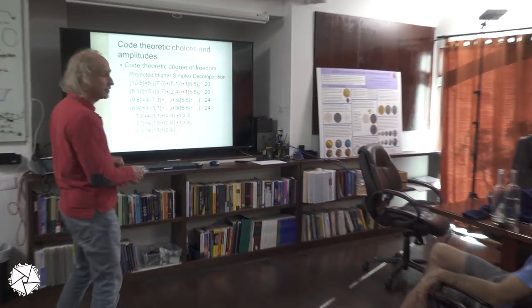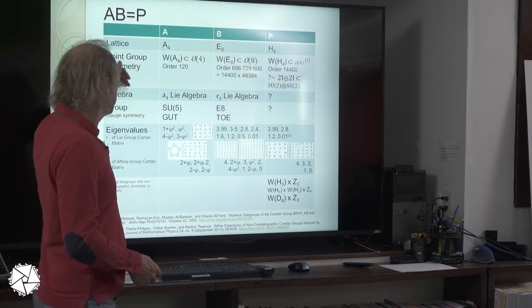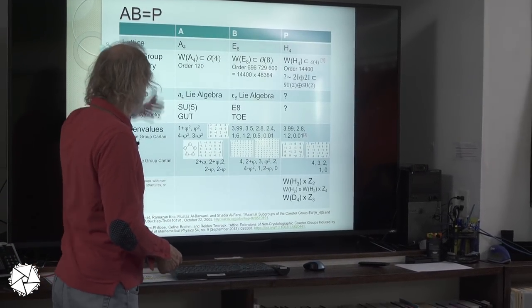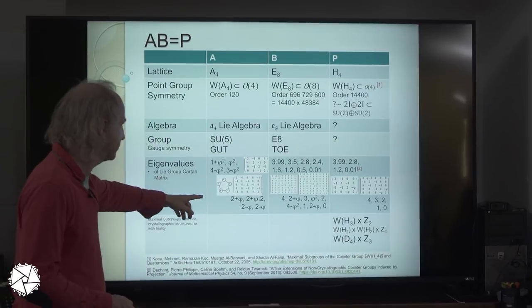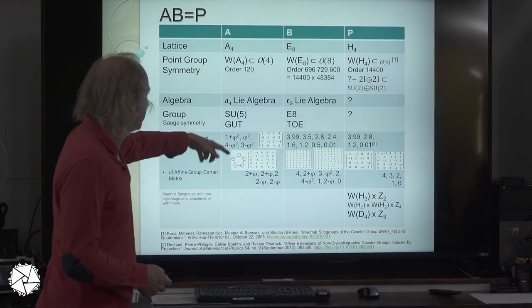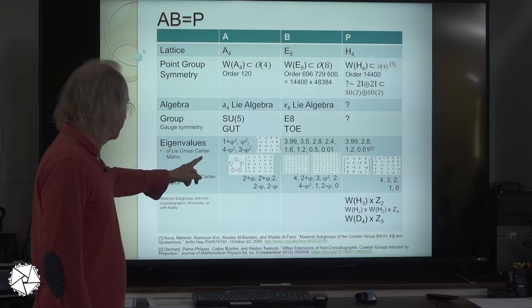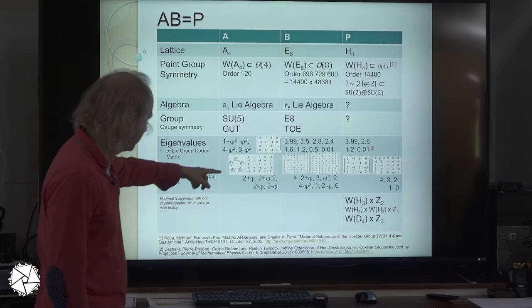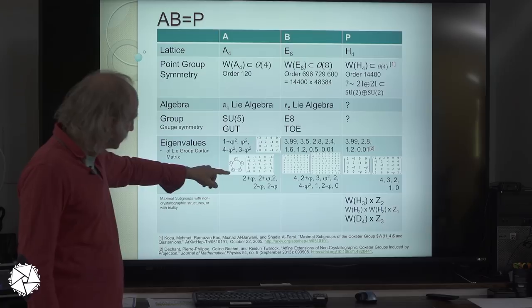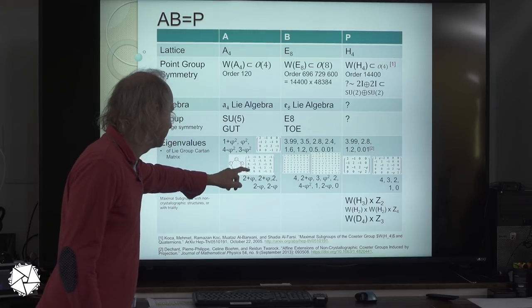Then I have just one slide on eigenvalues, in less than 5 minutes. So this is the A, B equals P table. Mainly the table was done by Marcello and I added some references. And then I added the eigenvalues of these matrices. So A4 is nice, and then A5. And these are the eigenvalues of the Lie group Cartan matrix here, and here of the affine group Cartan matrix when you add a point. So when you add a point to A4, which is just 4 points, you close this as a pentagon, and it gives this matrix.